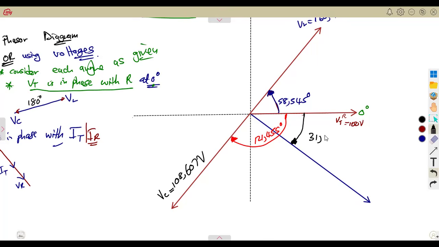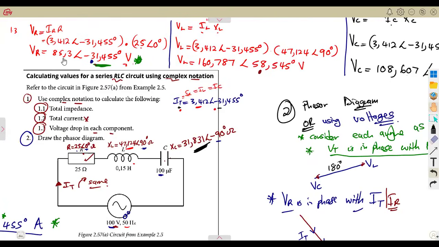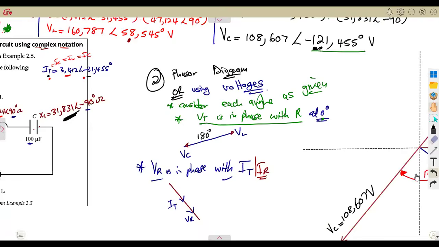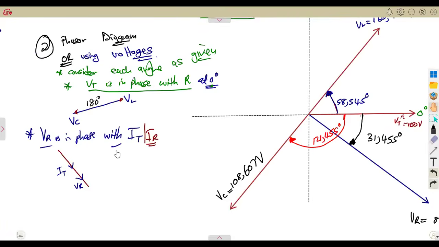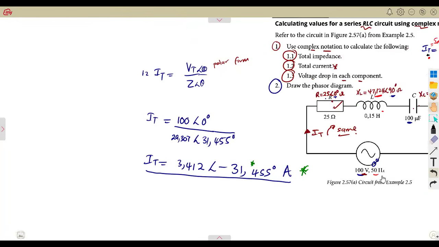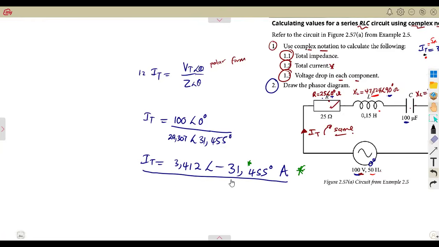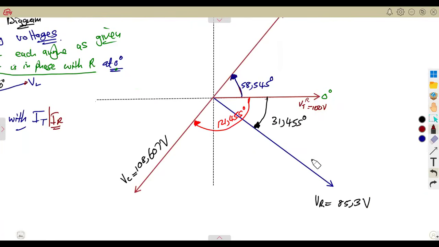31.455 degrees. So thus we have got what? VR in that case. That's our VR, which is 85.3. The value there is 85.3. But as we saw that they are in the same line with the total current, we're also going to indicate that total current, because they're in phase, total current or IR, which is 3.412. So you also indicate that. So that's your total current or the current across the resistor.